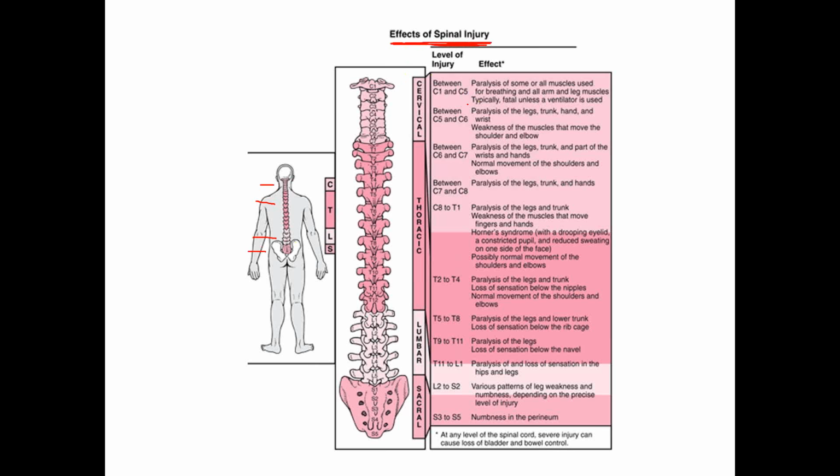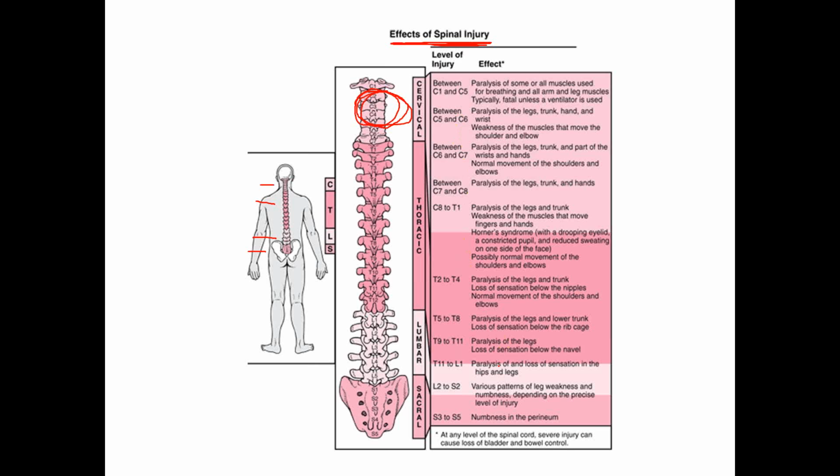Okay, so for instance, if you look up the top here, then you can say that a fracture up in the top region in between C1 and C5, so here a fracture up here is generally quite catastrophic because it causes the paralysis of some or all of the muscles used for breathing and arm and leg muscles. So typically this is a fatal spinal injury if the spinal cord is compressed or torn. Moving down, we get differing levels of paralysis.